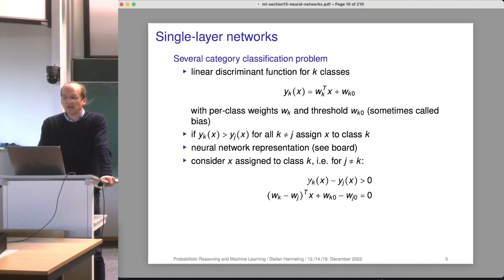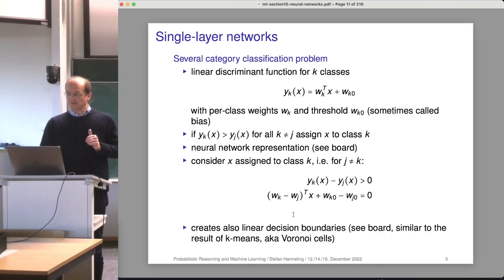Okay? We can plug in our weights here, which are basically the rows of W. The WK is the row of W. And so I'm having a WK times X, and here I'm having a WJ times X, so I can factor out the X, and so I'm getting basically this expression. And I could say greater than zero, or I could say being equal to zero is exactly the boundary. Then I'm seeing that basically we are getting a linear decision between multiple classes.